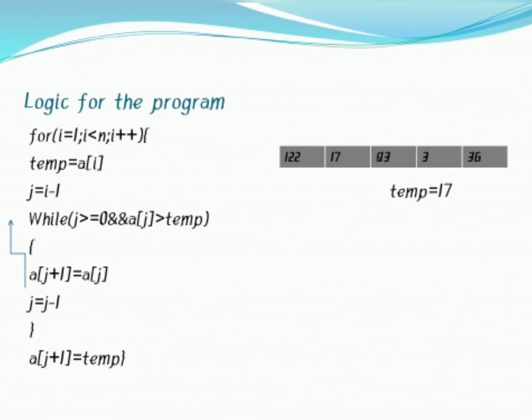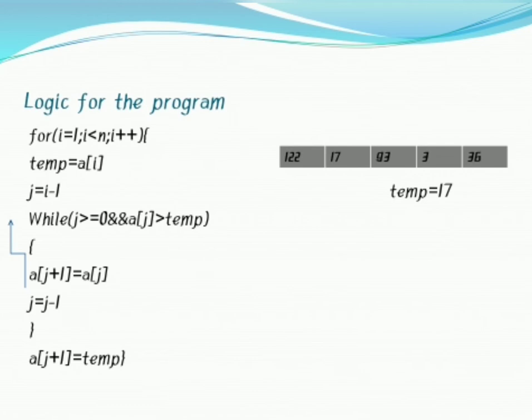Moving to the logic. Here is the logic for the program. Here we will be having two loops. The for loop will be the outer loop and the while loop will be the inner loop. Here I'll explain this logic by taking the example of the first step, in which 122 takes the position of 17 and how 17 is inserted. So here remember i equal to 1. As we are repeating the for loop, it starts from 1 because the index number is compared with the previous one. temp equal to a of i. Here i equal to 1, so the temporary variable will have the value of 17.